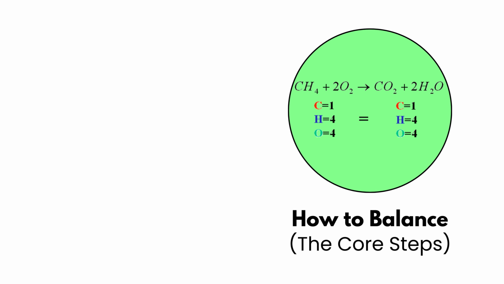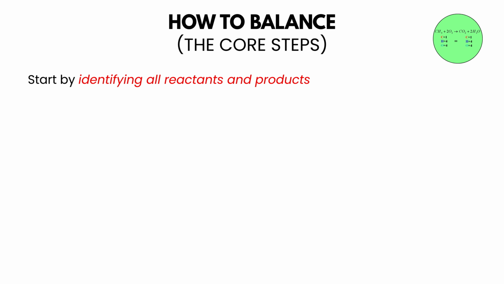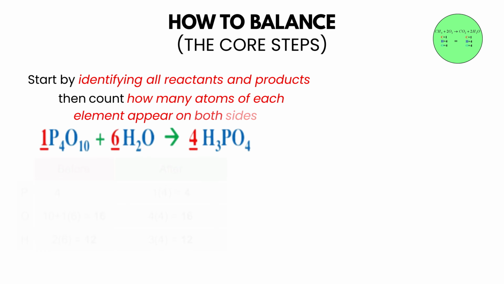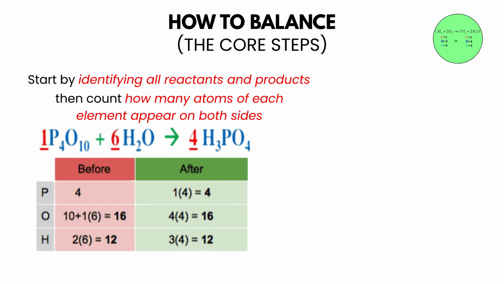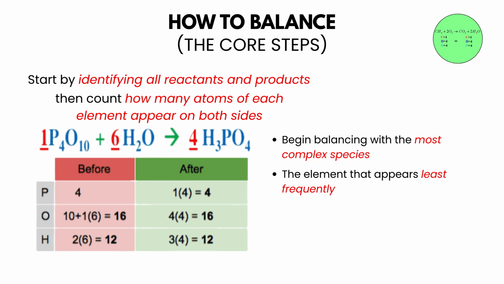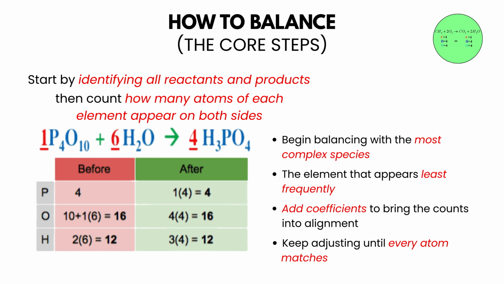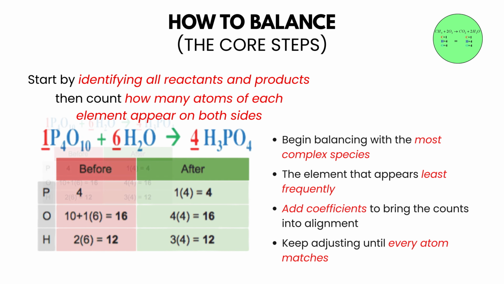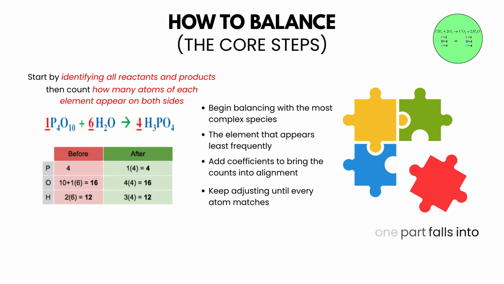How to balance: the core steps. Start by identifying all reactants and products, then count how many atoms of each element appear on both sides. Begin balancing with the most complex species or the element that appears least frequently. Add coefficients to bring the counts into alignment, and keep adjusting until every atom matches. Balancing is a puzzle. Once one part falls into place, the rest follows.